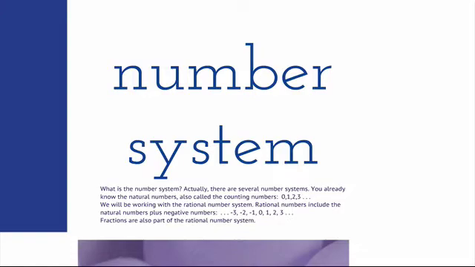Rational numbers include the natural numbers plus negative numbers. So 0, 1, 2, 3, and so forth, and -1, -2, -3, and so forth. And fractions are also a part of the rational number system.